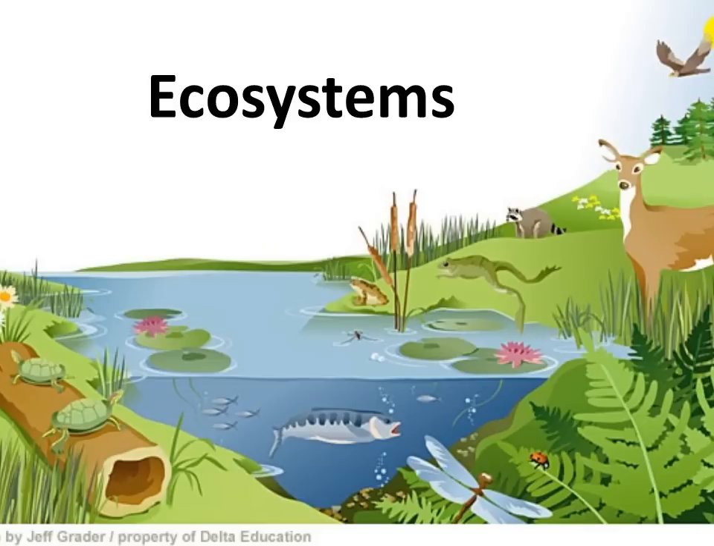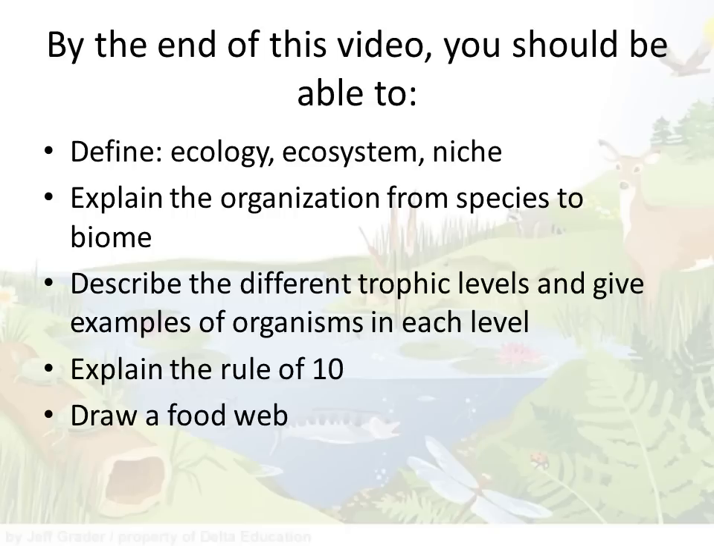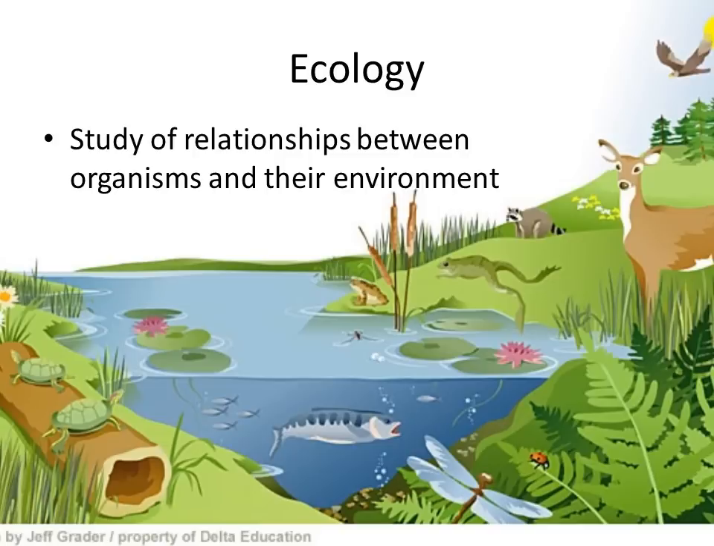Hi guys, this video is on ecosystems. By the end of this video, you should be able to define ecology, ecosystem, and niche, explain the organization from species to biome, describe the different trophic levels and give examples of organisms in each level, explain the rule of 10, and draw a food web.